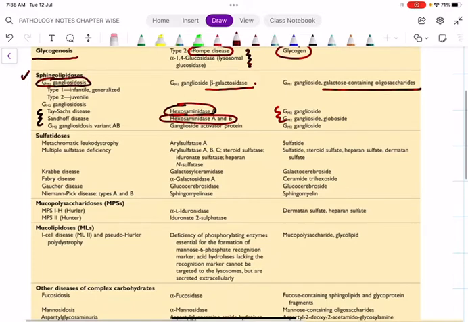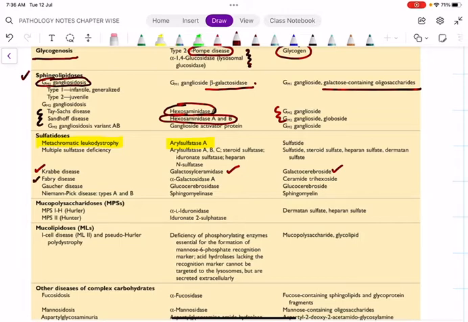Then we have sulfatidosis, that is aryl sulfatase A deficiency, which will lead to metachromatic leukodystrophy. Metachromatic leukodystrophy is due to aryl sulfatase A. Then we have Krabbe's. Krabbe's disease is due to galactosyl ceramidase deficiency, so galactocerebroside is going to get accumulated.